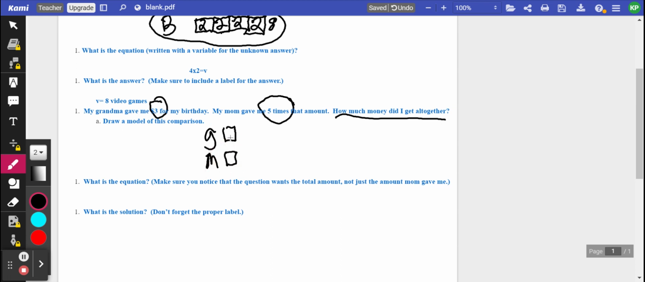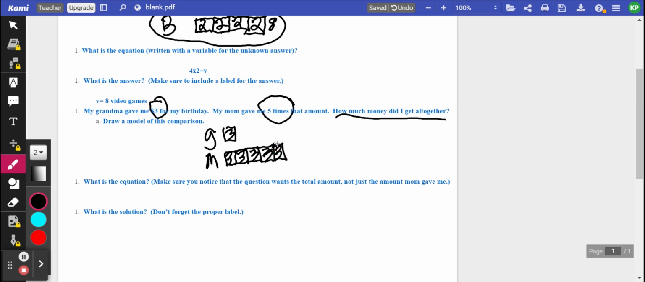So remember, these represent equal amounts. So my mom gave me 5 times what grandma did. So I'm going to put 5 equal boxes. So remember, these represent equal amounts. They should be carbon copies of one another. Well, I know that grandma gave me 3, so I'm going to put a $3 in grandma's. So if that's 3, then this is a 3. And we follow that same pattern since these all match, right?